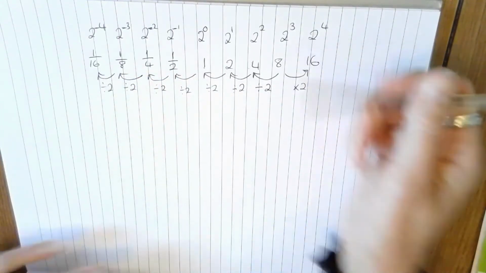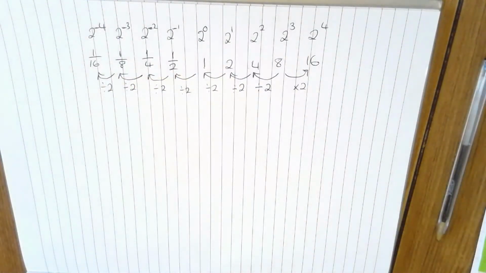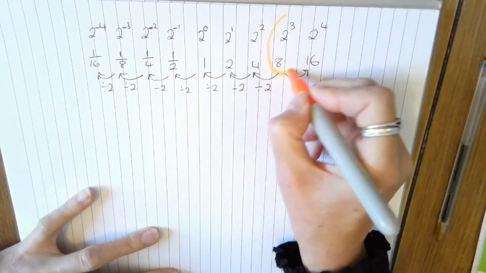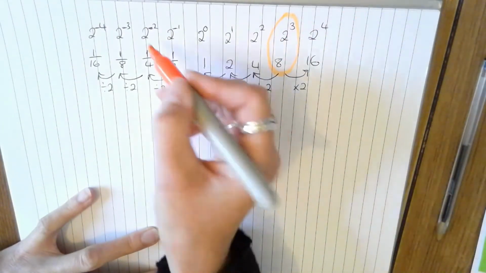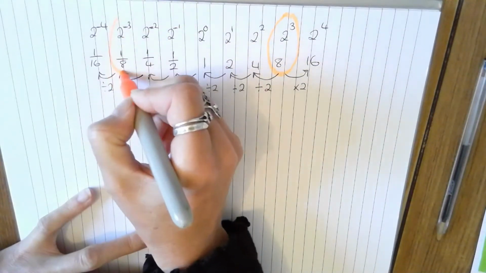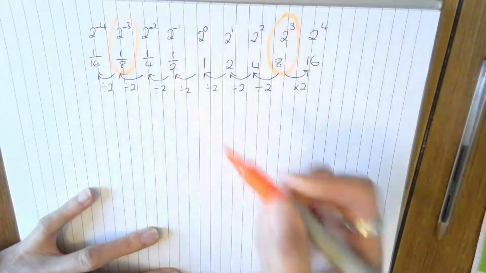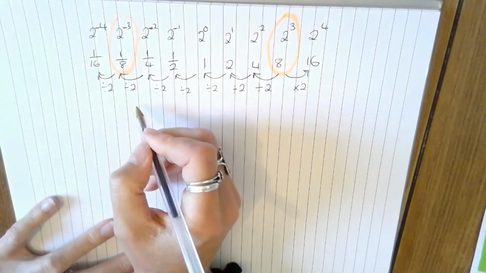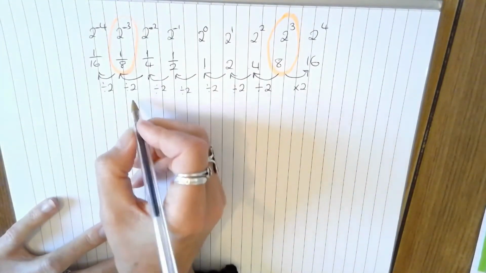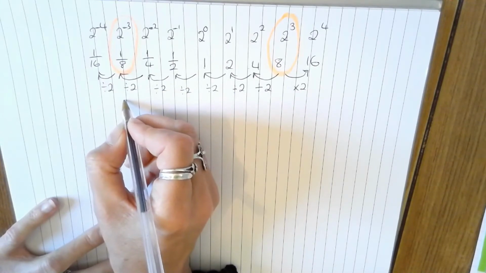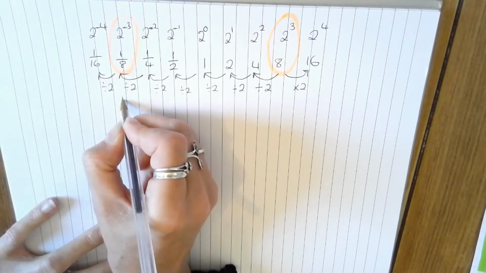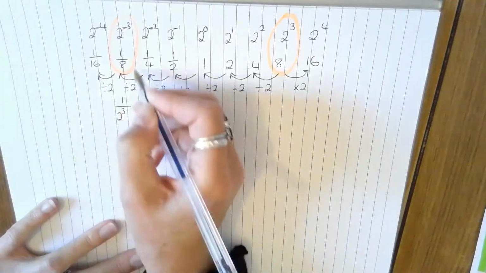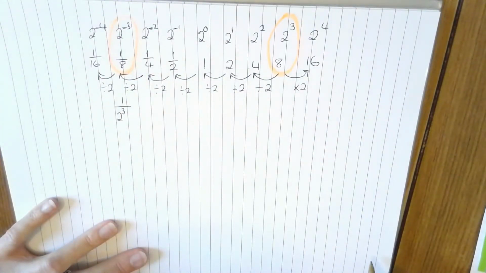So let's just take, for example, 2 to the power of 3, which is 8. So using our symmetry over here, 2 to the power of -3 is 1 divided by 8, or 1/8. We can also write this then as 1 divided by 2 to the power of 3, because it's 1 divided by 8.